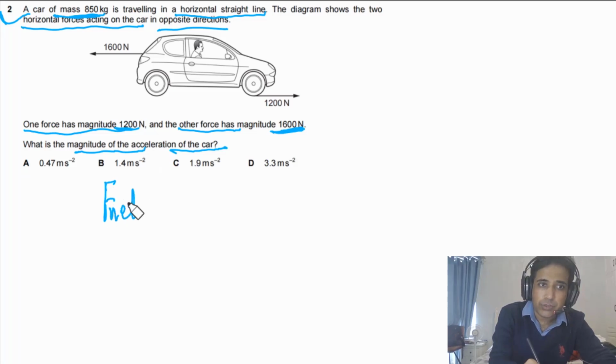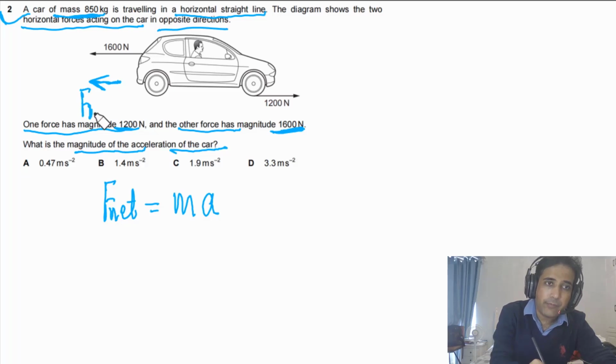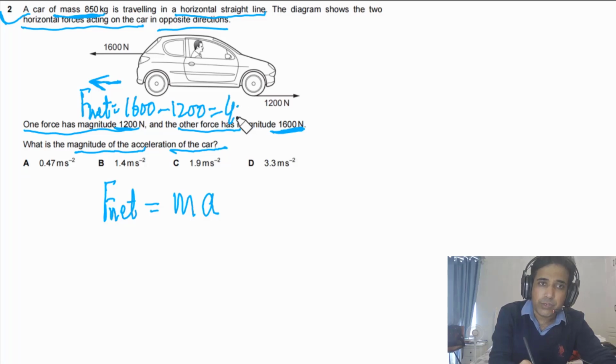So simply you need to understand F net, which is equal to ma. In this case F net is in this direction because this force is greater. So we can say F net in this case will be equal to 1600 minus 1200. This is equal to 400 newtons, and this force is to the left. So F net is equal to 400 and mass is 850 kg.